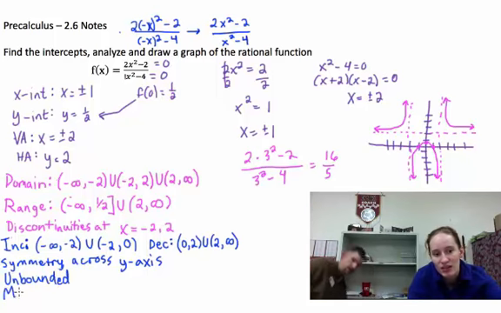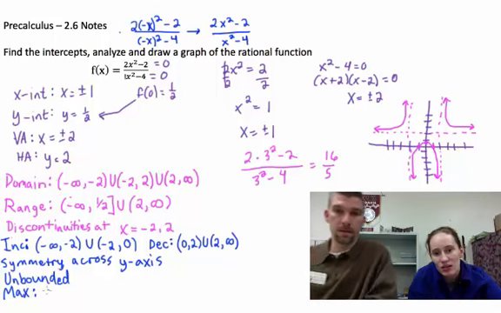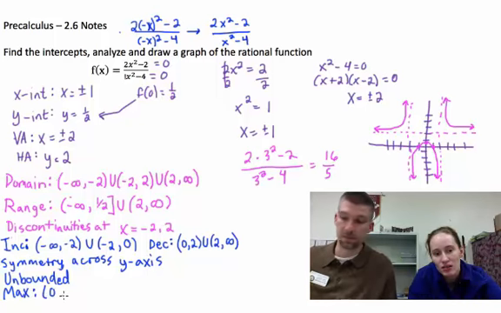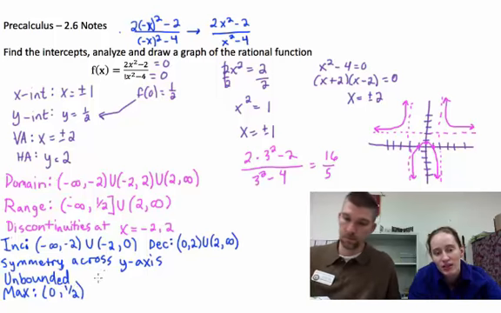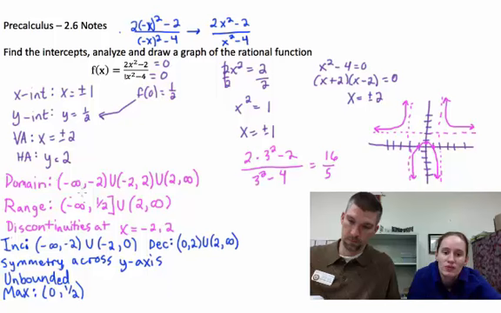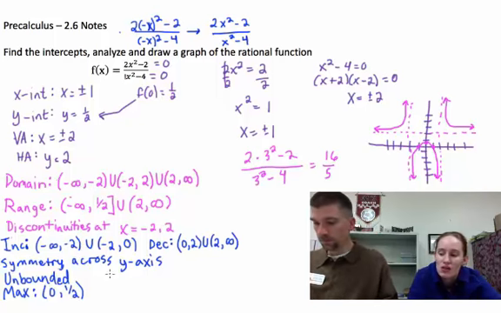We don't have a max. We have a local maximum at 0, 1/2, and that's it. You're all at home probably thinking, oh, well, our asymptotes up here, that was 1.